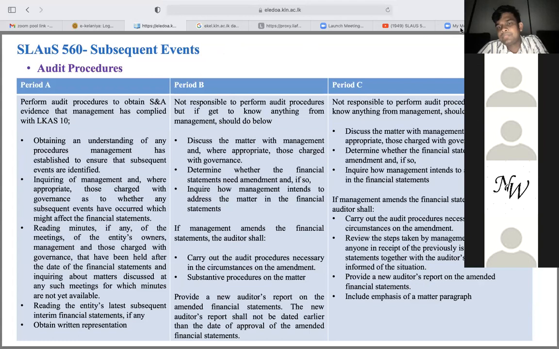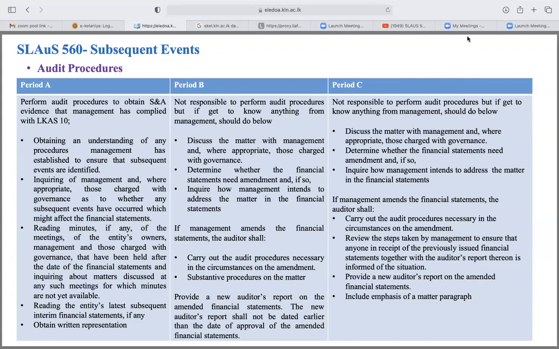So is it clear, Buddha? Is it clear? Yes. Okay. I hope all are clear. So if you have any concerns, you can ask, right? So I will be moving on to the next standard, the going concern standard, right? So I will stop sharing this and move on to the next.